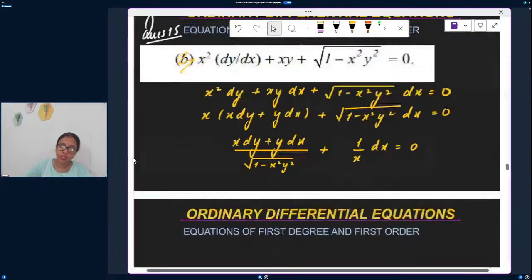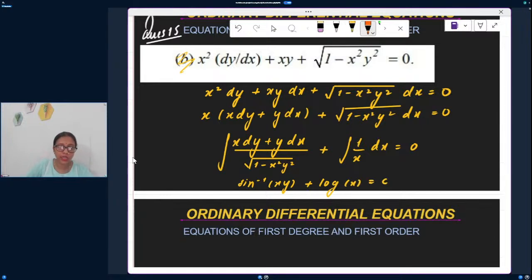Okay. Now you integrate. This gives you sine inverse xy, and this gives you log of x. These are the kind of questions which I think you should do once again, or try extra questions from this part.